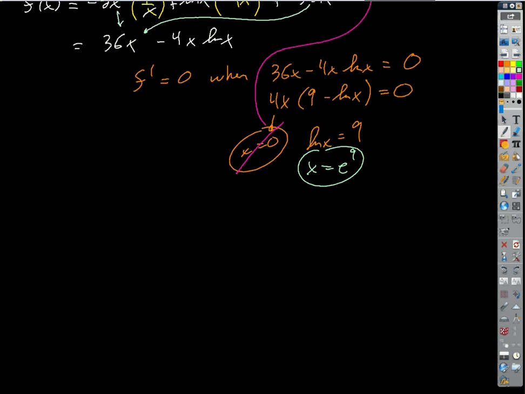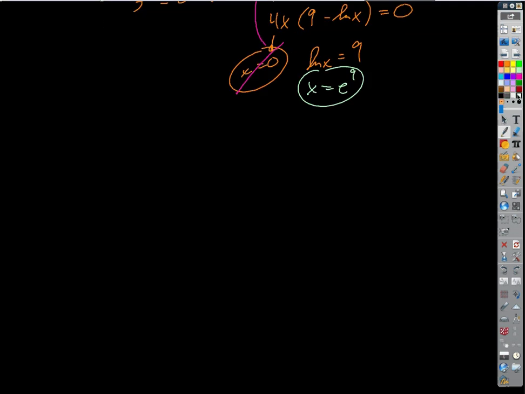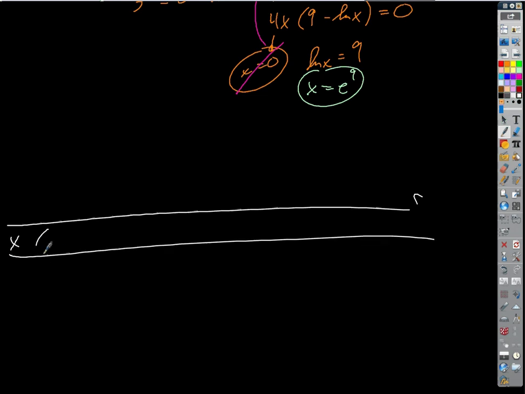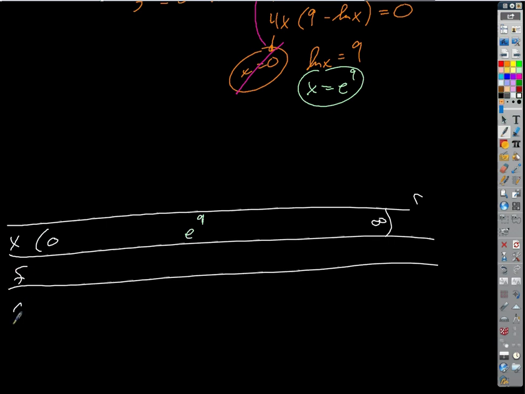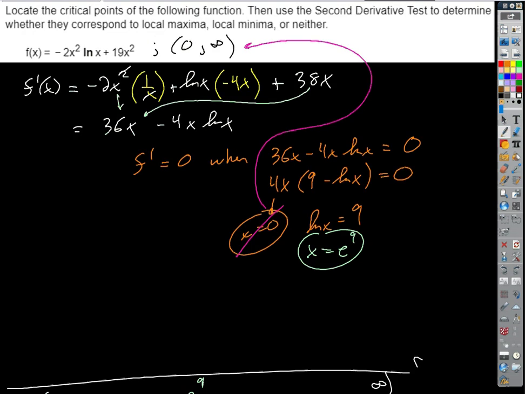Now, I want to ask you a practical question. We're going to do the question the way it's asked, but this is actually a really important question. Let's start our table here. So we're going 0 to infinity. We had a critical number at e to the 9th, and that's where we had a 0 of the first derivative. Would you choose to do the second derivative test here? No. How come? Because you only need like two values. Yeah, it's not worth it.